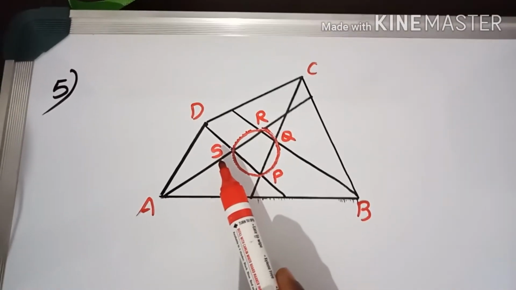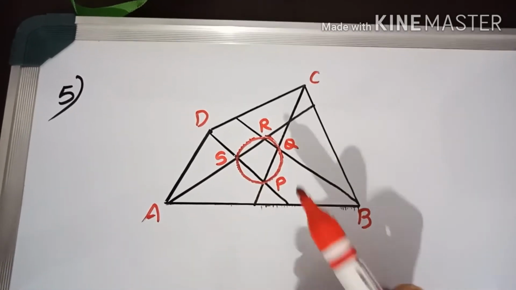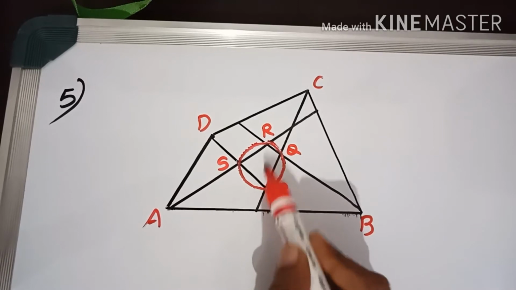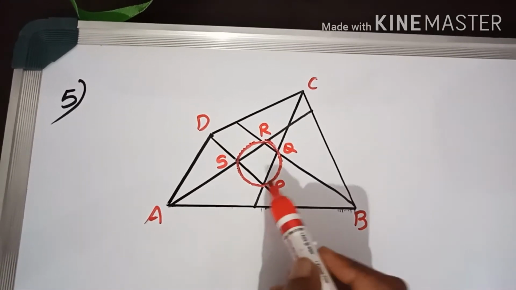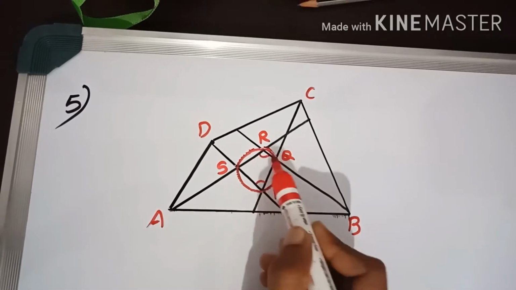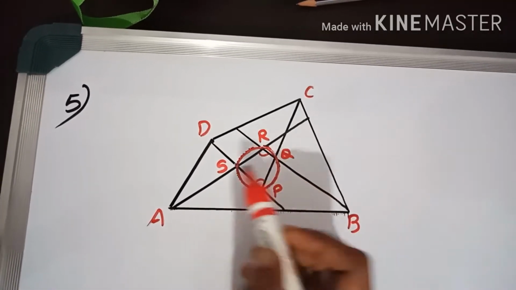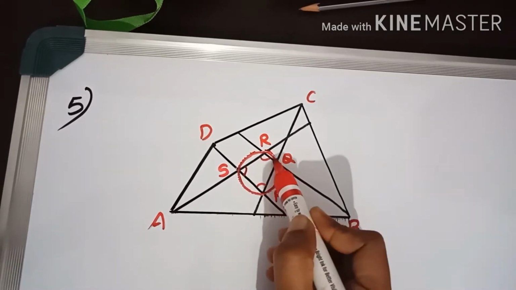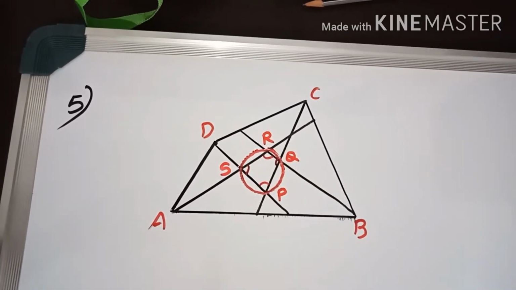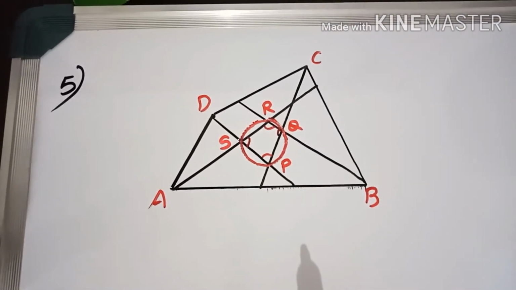That is the question. In order to prove this is a cyclic quadrilateral, we want to prove that opposite angles are supplementary. That means angle P and angle R must sum to 180 degrees. Similarly, angle S and angle Q must sum to 180 degrees. But here nothing is given, none of the angles are given.